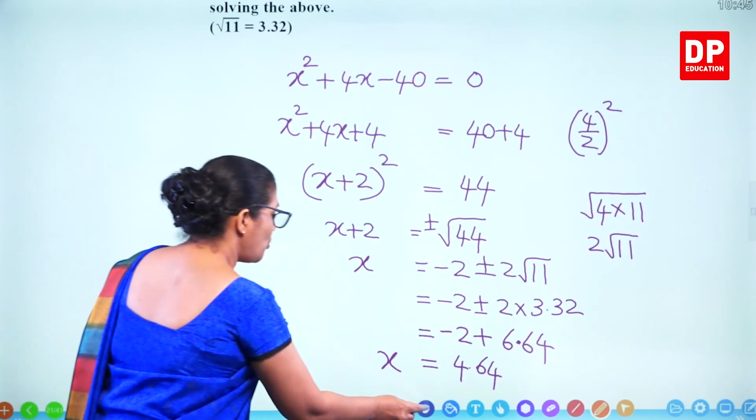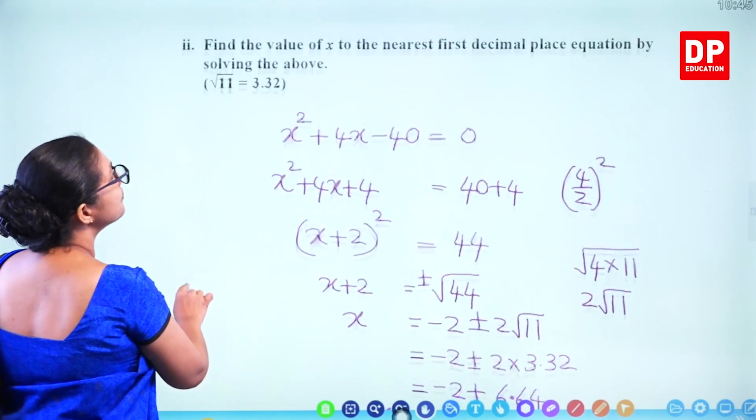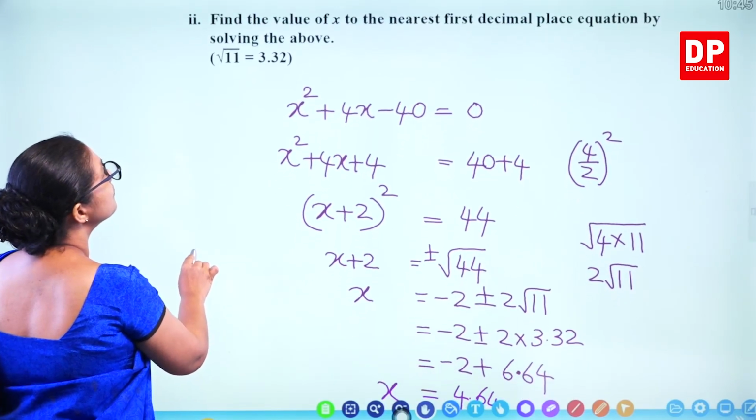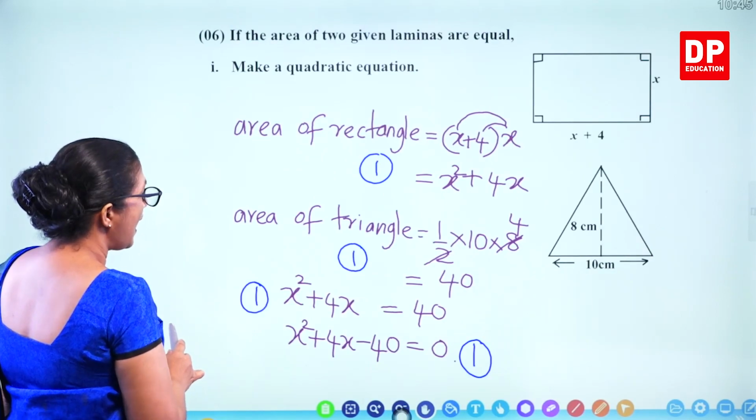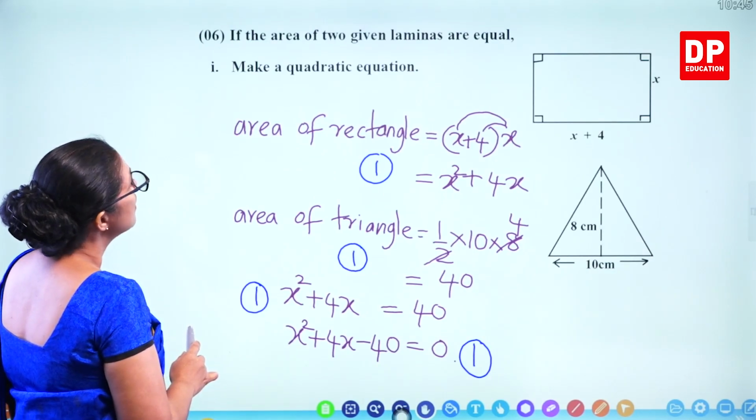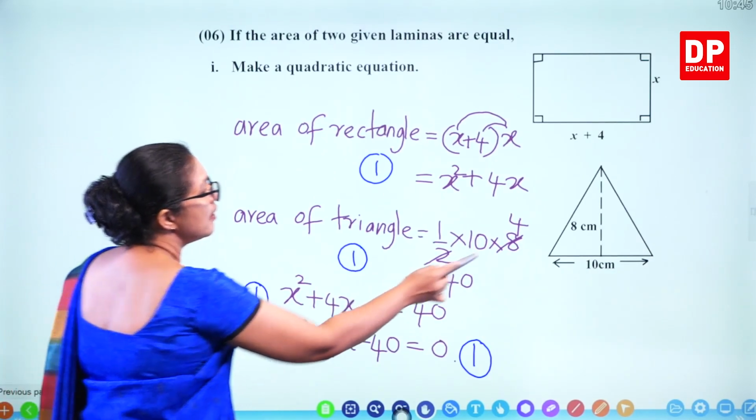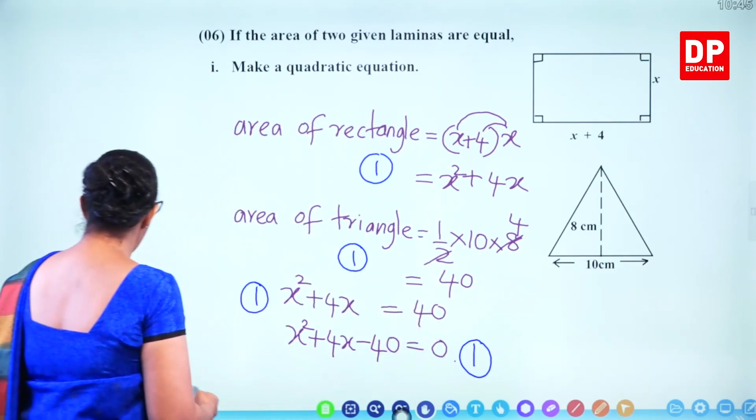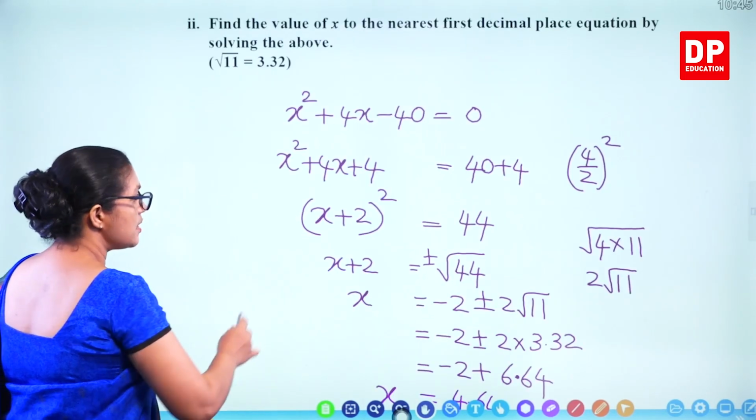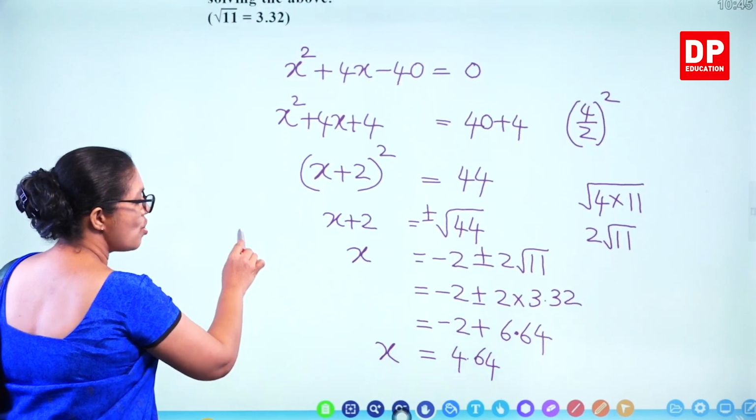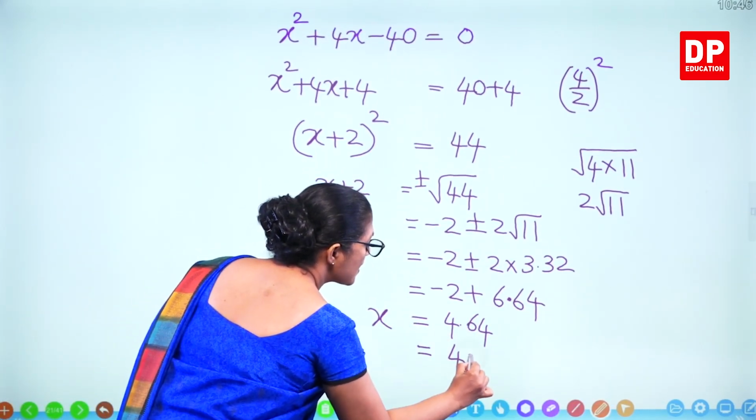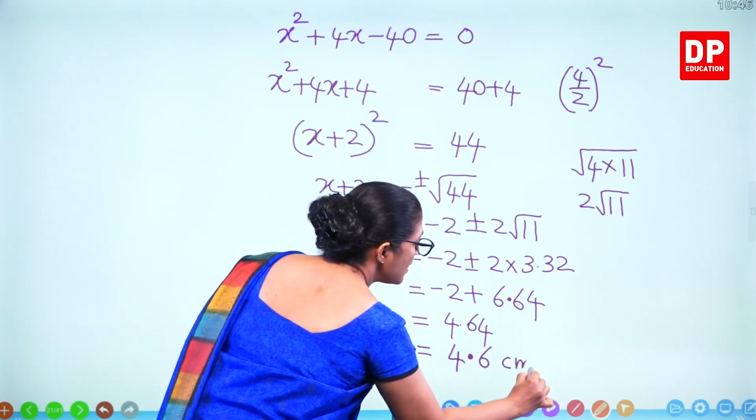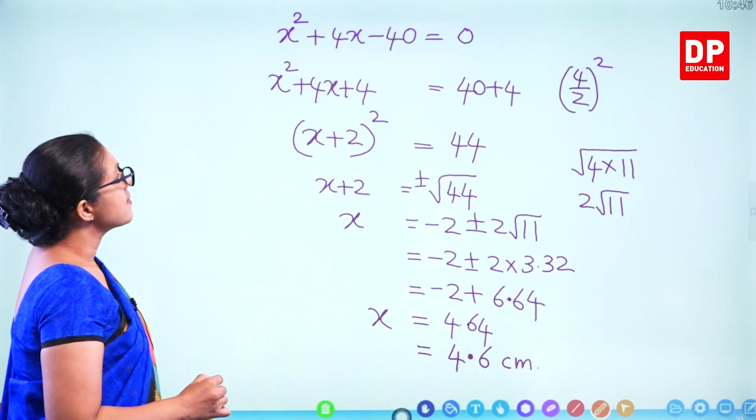So what's the unit? They're asking for first decimal place, and the unit is centimeters because this is given in centimeters. So I can round it to first decimal place. 4.6 centimeters is the x length.